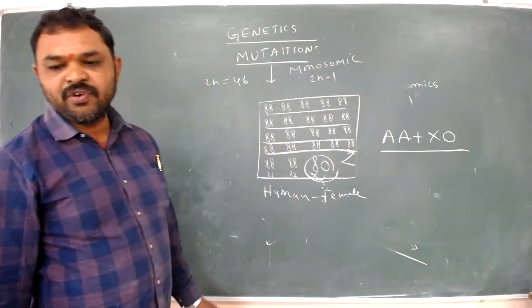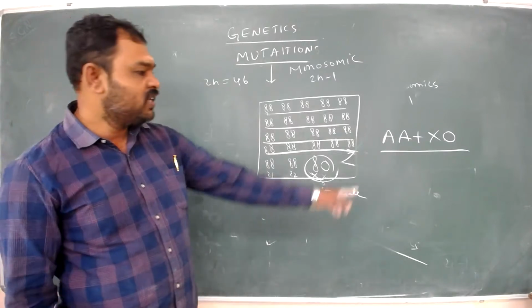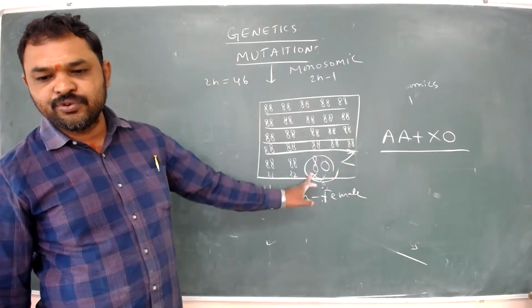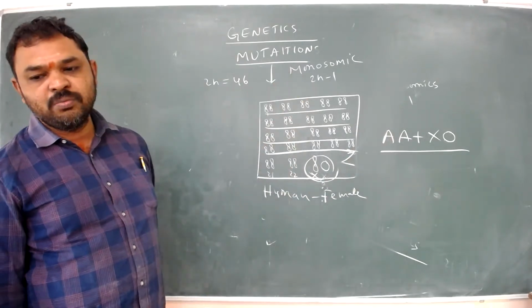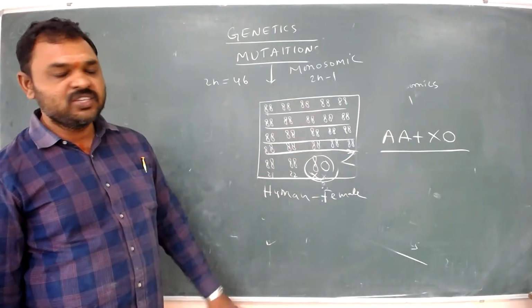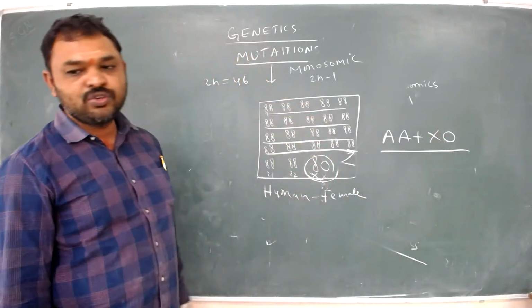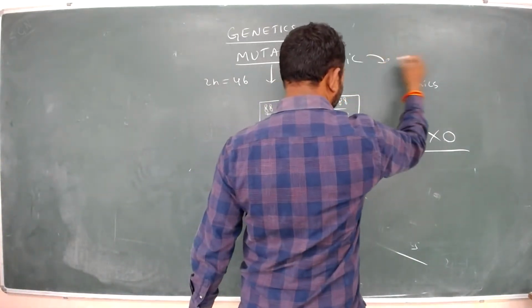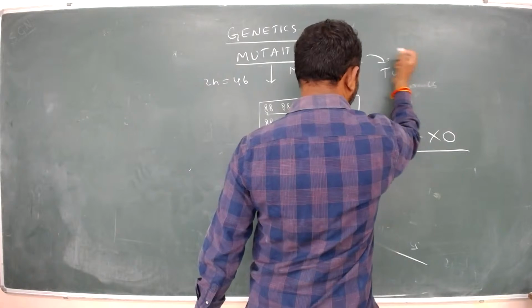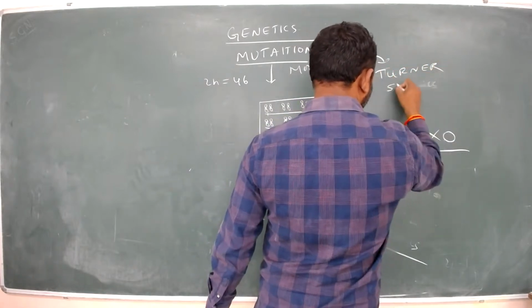What is the karyotype of monosomics here? A plus X0. That means out of 2 X chromosomes, one X chromosome is lost. That is called monosomic, or 2n minus 1. So you have to write the karyotype. What is the example for monosomic? This monosomic is called Turner syndrome.